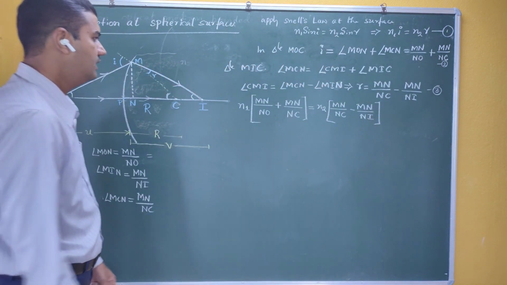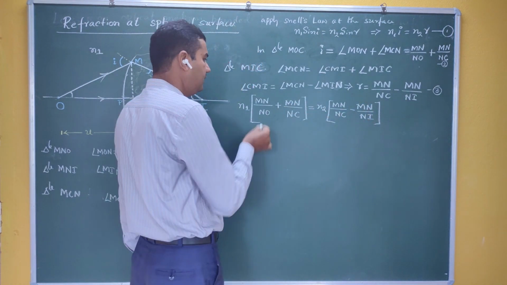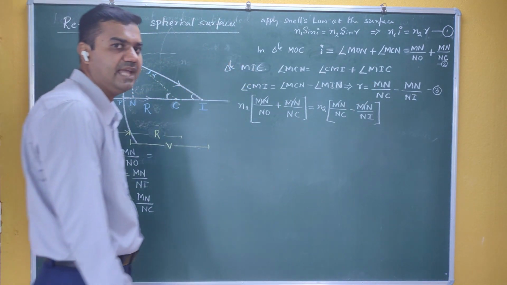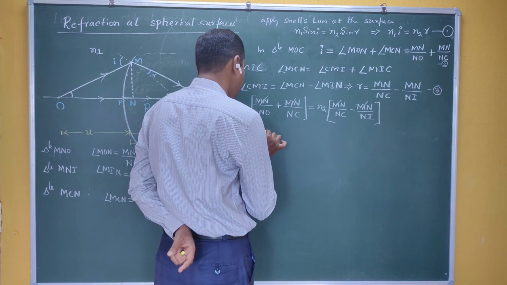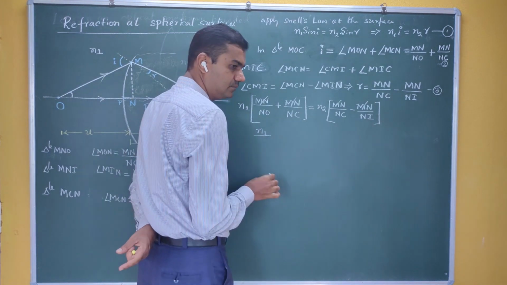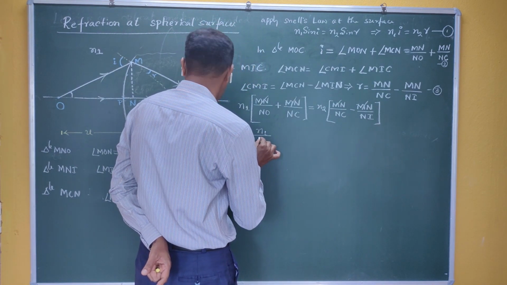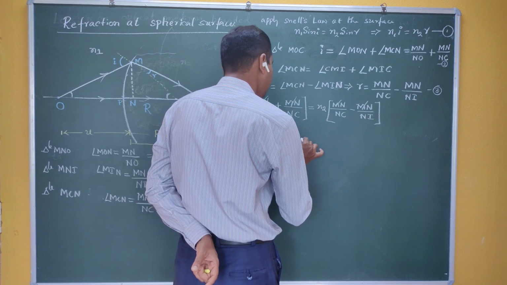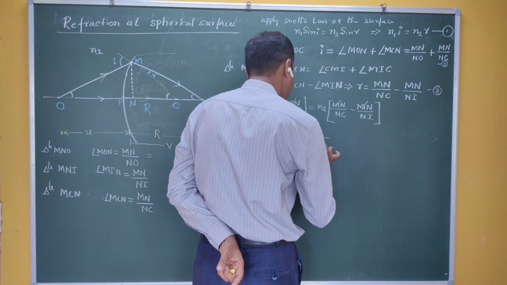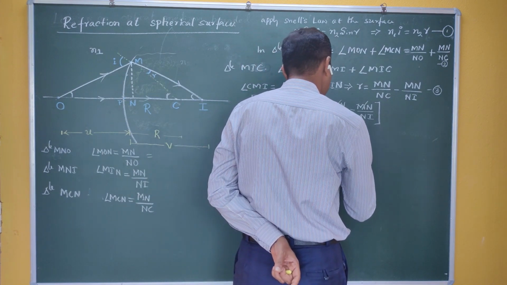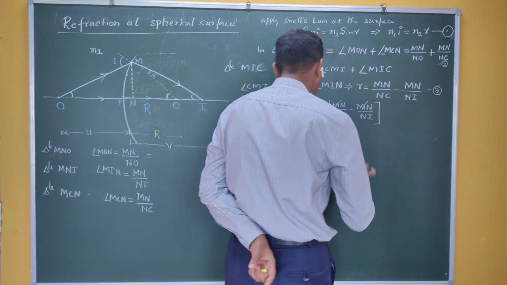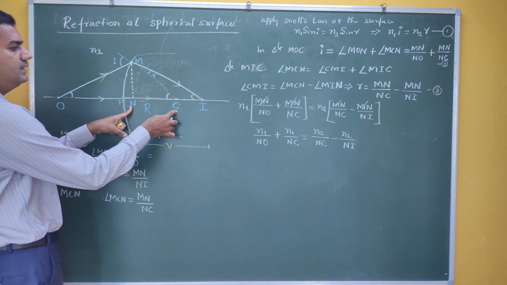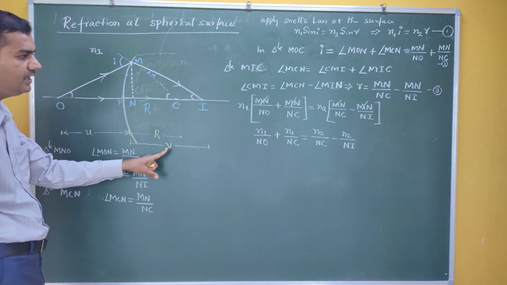You can see that throughout, MN is common. If you take MN outside the bracket, that particular term gets cancelled out. So the formula can be written as N1 by NO plus N1 by NC is equal to N2 by NC minus N2 by NI. Which is NO, NC and NI? NO is nothing but your object distance. NC is the radius of curvature. NI is the image distance.